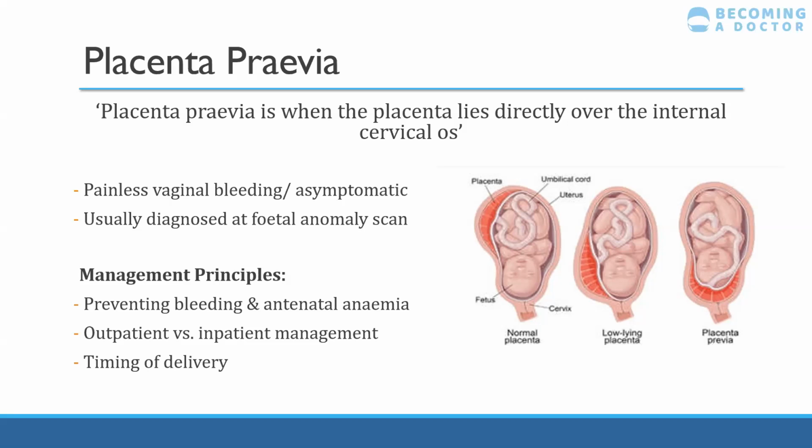Most of the time, women who have placenta previa will either be asymptomatic and it will be diagnosed on a scan, or they will have painless vaginal bleeding. And like we said, this can either be a very small amount or a very, very large amount.